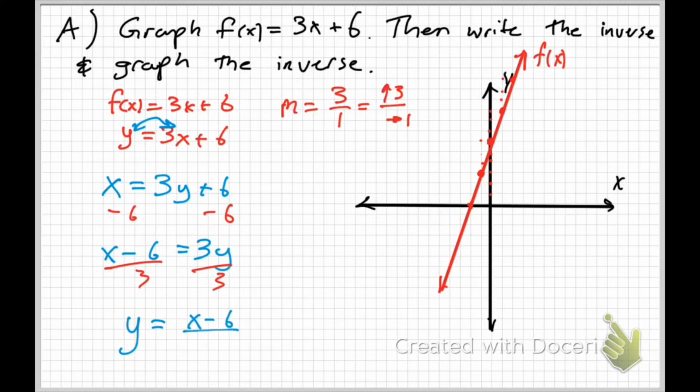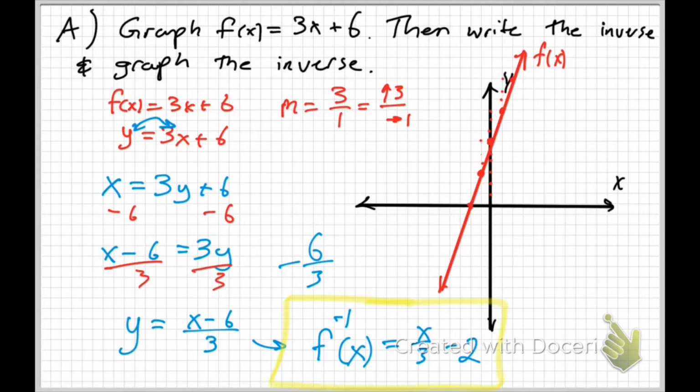6 over 3, which I'm going to further simplify to, with the correct notation, the inverse function of f of x is equal to x over 3 minus 6 over 3, which reduces to 2. So this is my inverse function. Now let's go ahead and graph that.